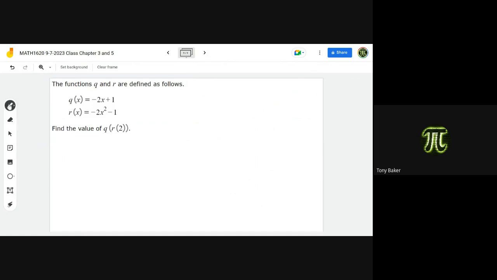So the first thing we're going to look for, just like PEMDAS, you start on the inside and work your way out. So I want to figure out what R of 2 is. So I'm going to take R of that one and plug in 2. So negative 8 plus 1 is negative 7. Now that R of 2 is negative 7, that now replaces with negative 7.